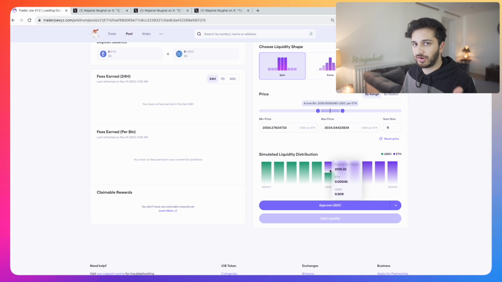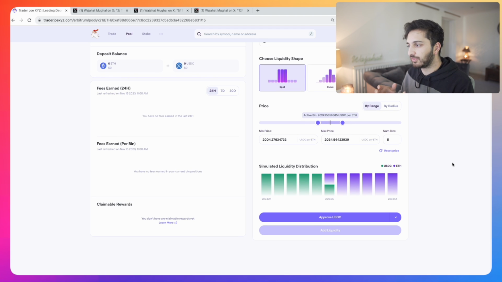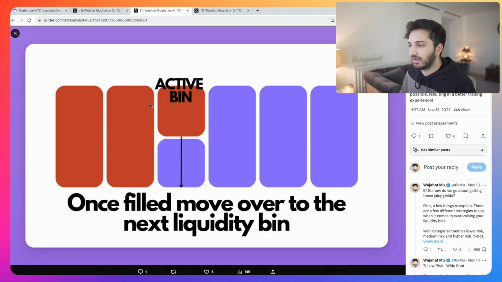As the price changes, either up or down, these bins will fill and move over to the right or to the left, depending on the price action. And we can customize how we want our liquidity to be distributed across these bins, and that can give us some interesting strategies that we'll talk about shortly. I have this image that I created, highlighting the active bin and how, once these bins get filled, liquidity will move over to the next bin. One of the great things about this is there's just no slippage. Within the active bin, there's no slippage whatsoever. That makes more fees and just an overall better trading experience. So I think that's one of the great things about Trader Joe.